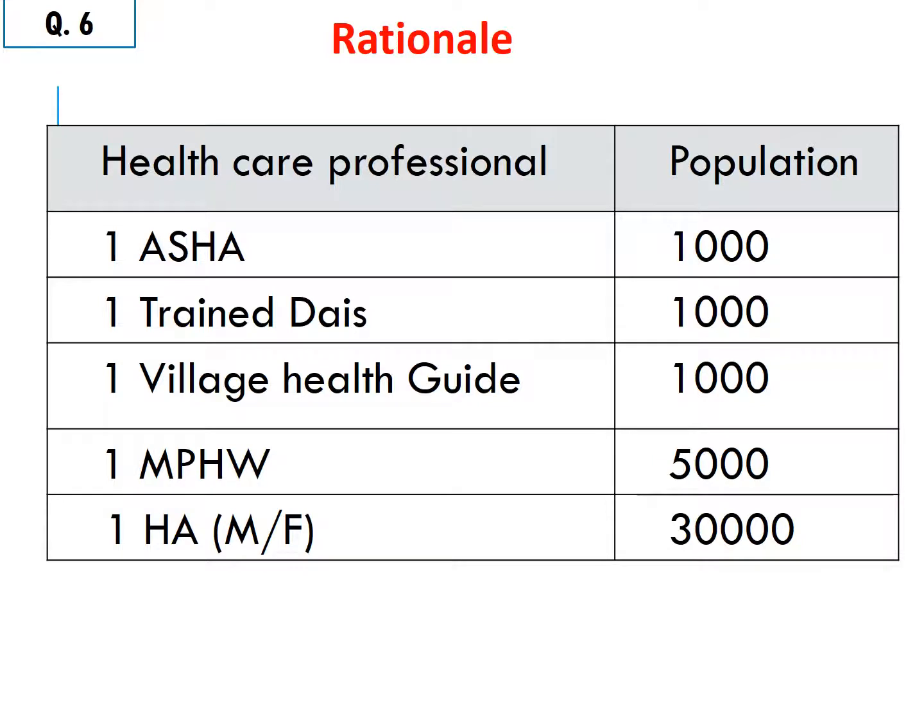One ASHA worker is for 1000 population, one trained DAI is for 1000 population, and one village health guide is for 1000 population. However, one multi-purpose health worker is to cater around 5000 population, and 30,000 population is under one health assistant, male or female.